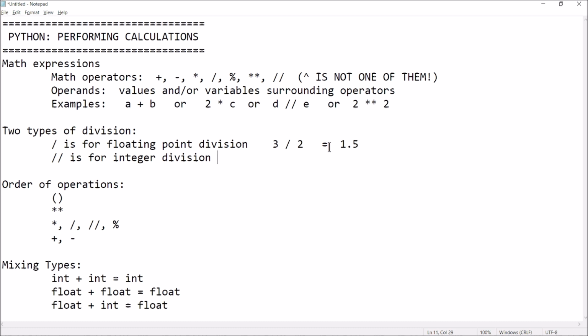okay? But the double forward slash is for integer division, in which case your answer is going to be an integer. So 3 double forward slash 2, the answer to that is not 1.5, okay? The answer to that is 1, right? Because what happens with integer division is the answer is an integer. Integers don't have decimal places, okay? So with a single forward slash, you preserve your decimal places. With a double forward slash, you lose your decimal places, okay?